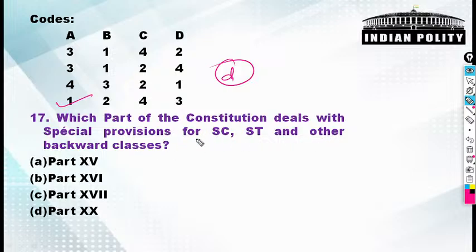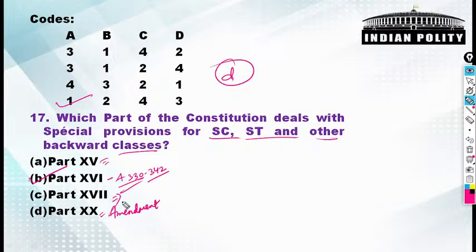Which part of the Constitution deals with the provision of SC, ST and other backward classes? Part 16, Articles 332 to 342. Reservation for SC, ST, all these things are provided in this part. The National Commission for SC, ST, OBC are part of this. Part 15 is election. Part 17 is language, official languages of India. Part 20 is amendment.